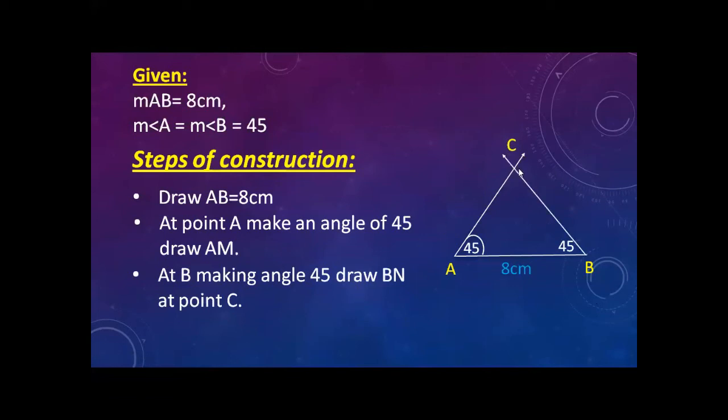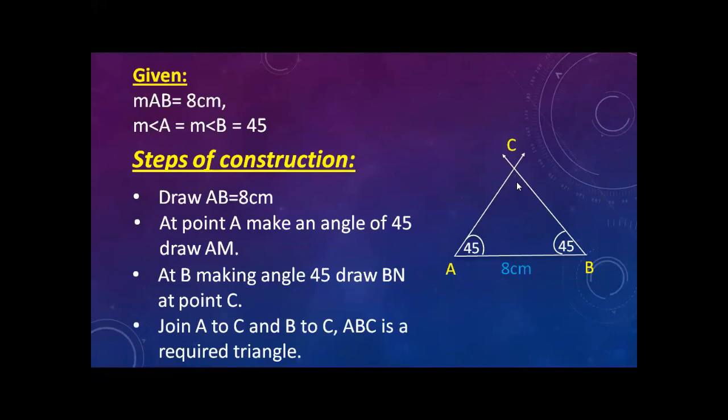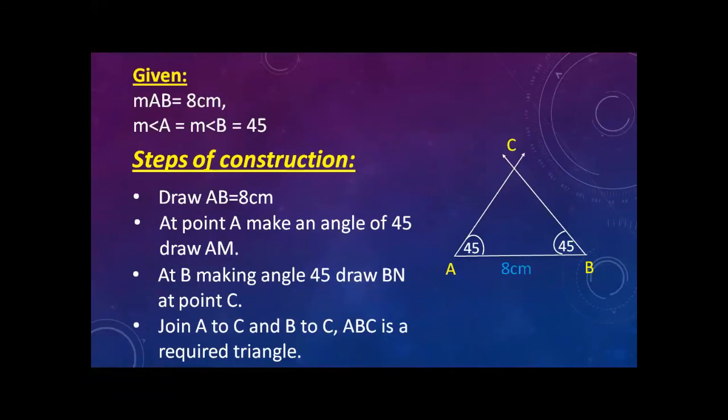When two lines intersect each other, we give them a new name. It can be X, Y, Z, A, B, C, whatever you want to write. But the new lines which intersect each other, we always give them a new name. So in the last, join A to C and then B to C. The required triangle is constructed.